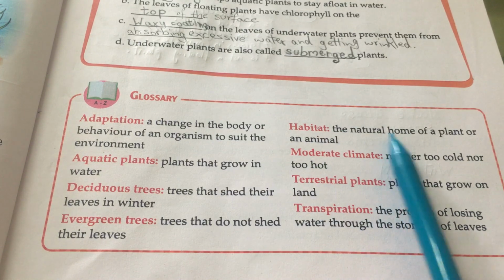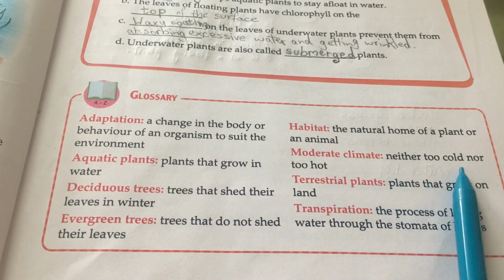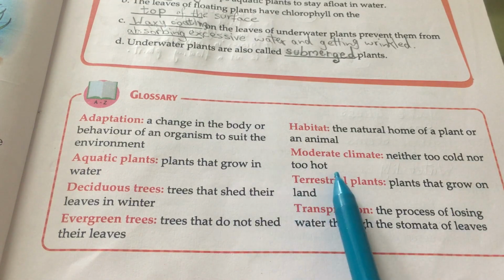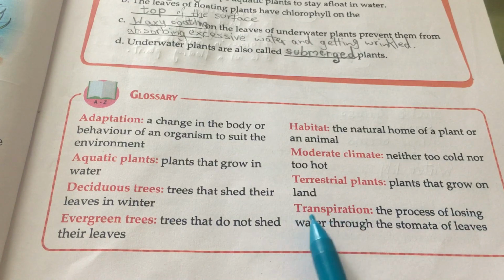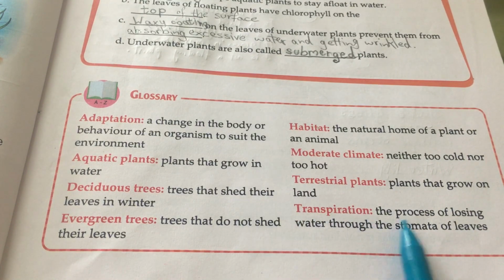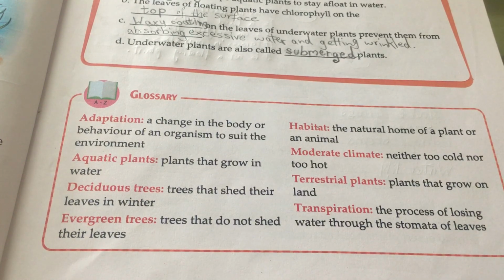Habitat: the natural home of a plant or an animal. Moderate climate: neither too cold nor too hot. Terrestrial plants: plants that grow on land. And transpiration means the process of losing water through the stomata of leaves.